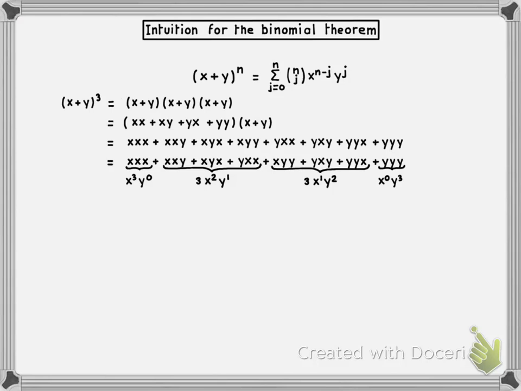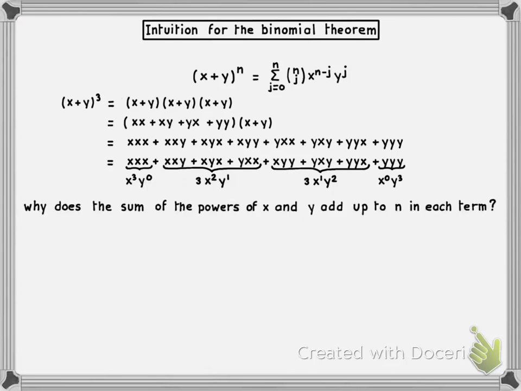We already saw, of course, that these 4 terms correspond to the 4 terms in the summation formula in the binomial theorem. What I want to discuss now is why these terms have the form that they have. For example, why is it that the sum of the powers of x and y in each term is equal to n? Notice 3 plus 0, 2 plus 1, 1 plus 2, 0 plus 3. These all add up to n, which is 3 in this case.